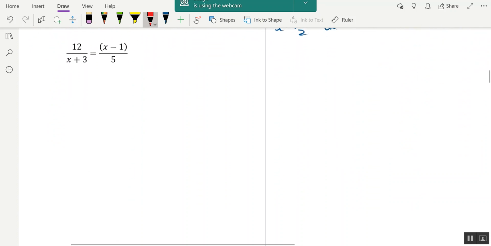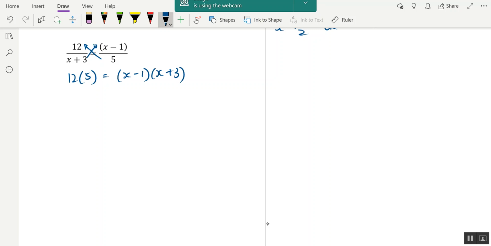Now, next one. When you have one fraction on the left and one fraction on the right, then it's very simple, just cross multiply. You have 12 times 5 equals x minus 1, x plus 3. 12 times 5, that will be 60, equals x squared, multiplied out, minus x plus 3x minus 3.